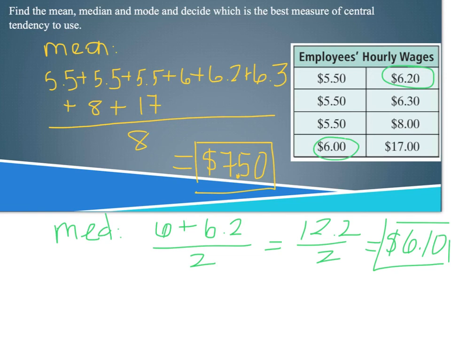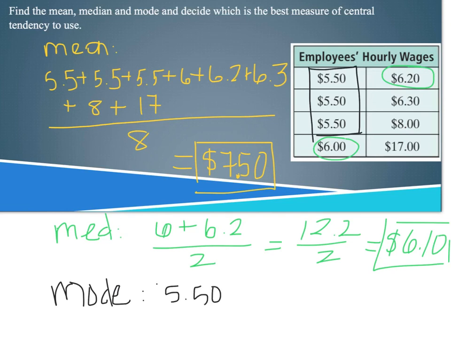And last but not least, we have our mode. Remember, mode is the number that occurs the most often. Okay, so looking at our data set, I can see that we have 3 numbers over here that repeat themselves, and those are the only 3 numbers that repeat themselves. So here, our mode is going to be $5.50.